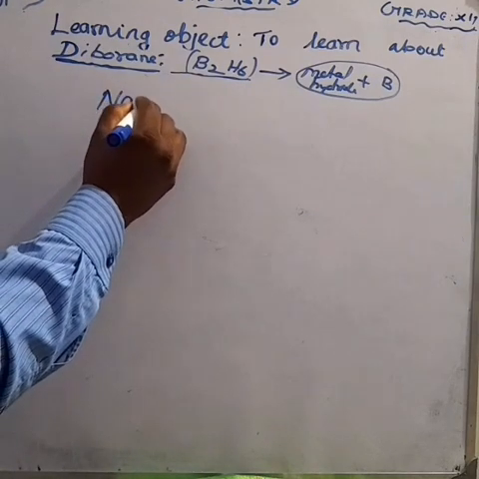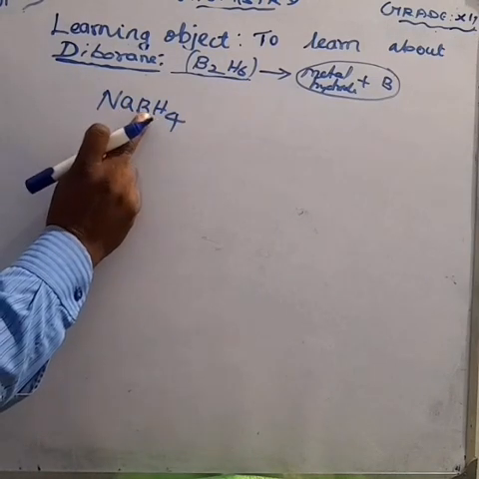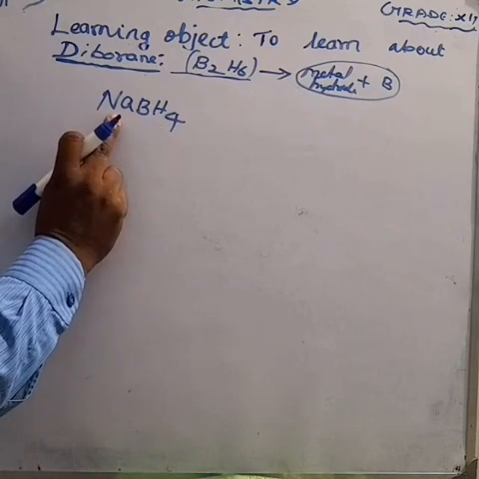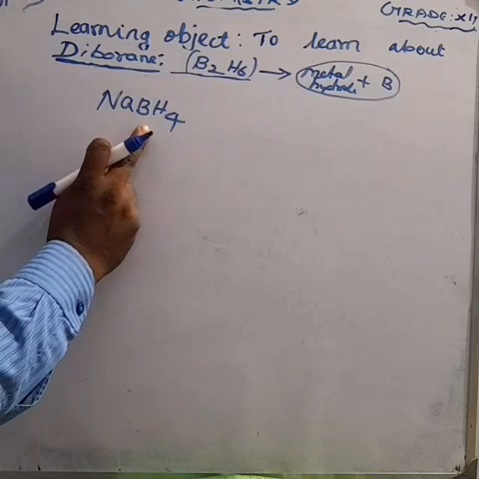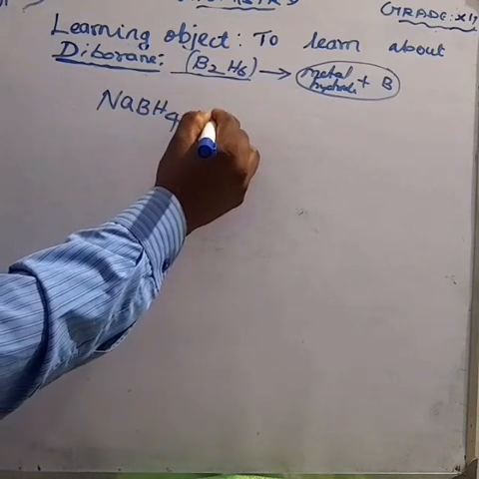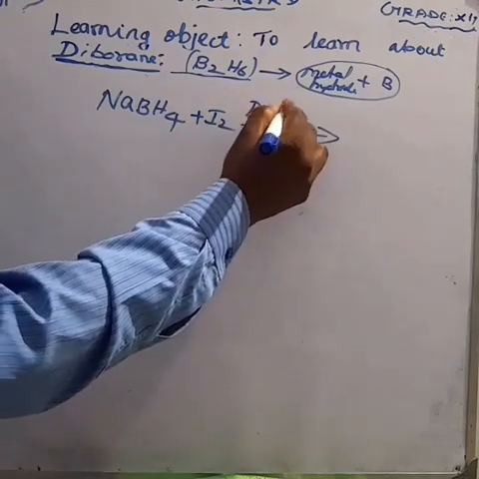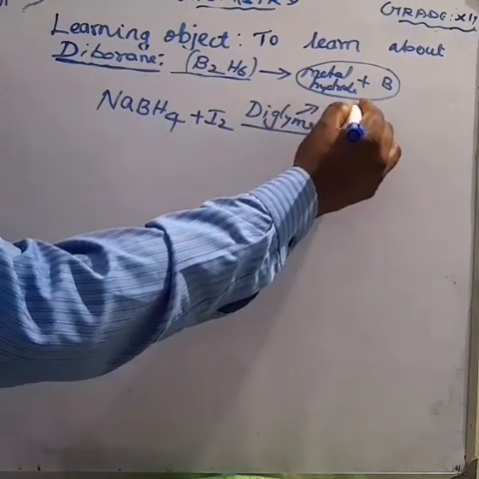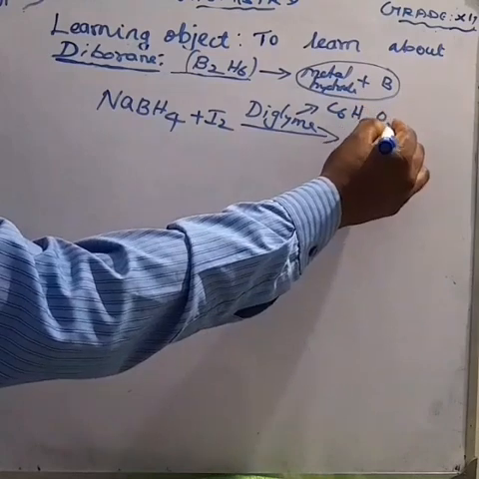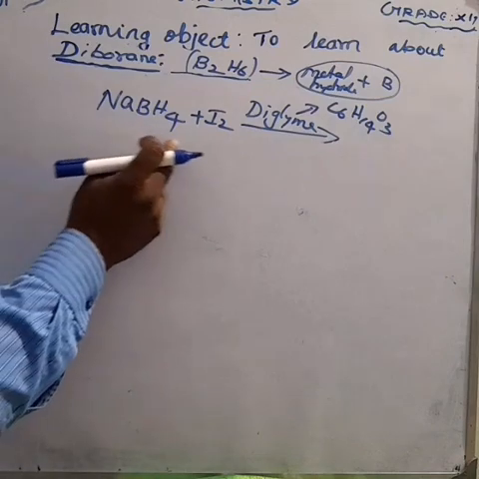What about sodium borohydride? What is the formula? NaBH4. Tell me. NaBH4, sodium borohydride with iodine. We are adding a small amount of iodine in the presence of diglyme, which is an organic solvent having the formula C6H14O3. Here, diborane is prepared by the reaction between sodium borohydride and iodine.